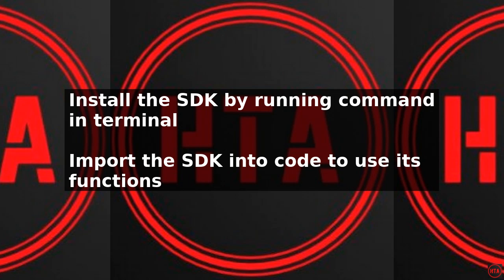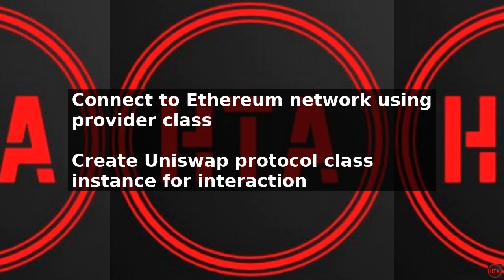To add liquidity to a pool, you need to call the add liquidity method and pass in the necessary parameters, such as the amount of tokens you want to add and the pool address. You also need to approve the Uniswap protocol to spend your tokens before adding liquidity.